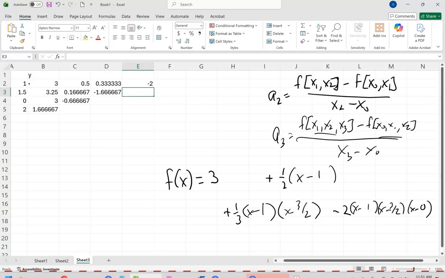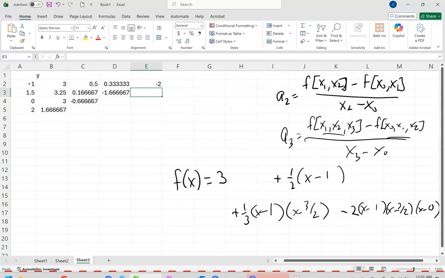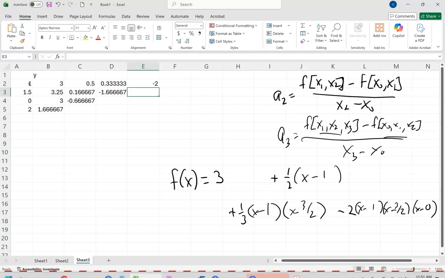I'm going to graph this in Desmos to make sure that we actually went through all 4 points. But let me ask you, if I would have asked for the Lagrange form, what would this look like? This was Newton. It was what we just found. What if I asked you for Lagrange?